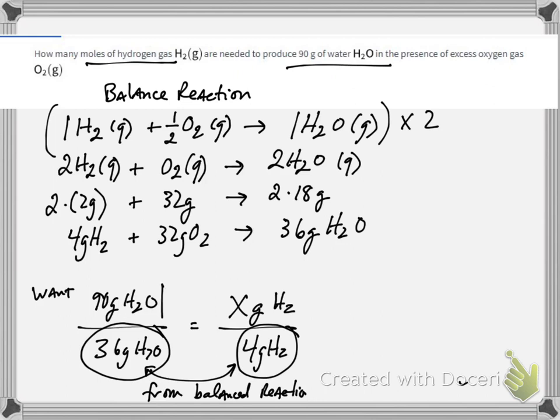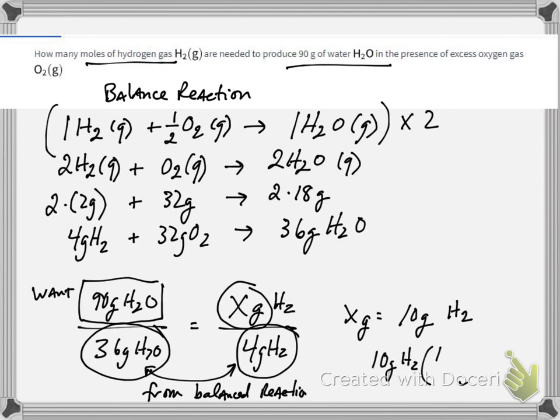And so we're given 90 grams of water, and now we want to solve for, okay, what is the X number of grams here that satisfies this ratio? Okay, so when we solve for X, X is 10 grams of hydrogen. But since we were asked for moles, we know that every mole is 2 grams of H2, which gives us 5 moles. So 5 moles of H2 are required if you have all the oxygen you need to make 90 grams of water.